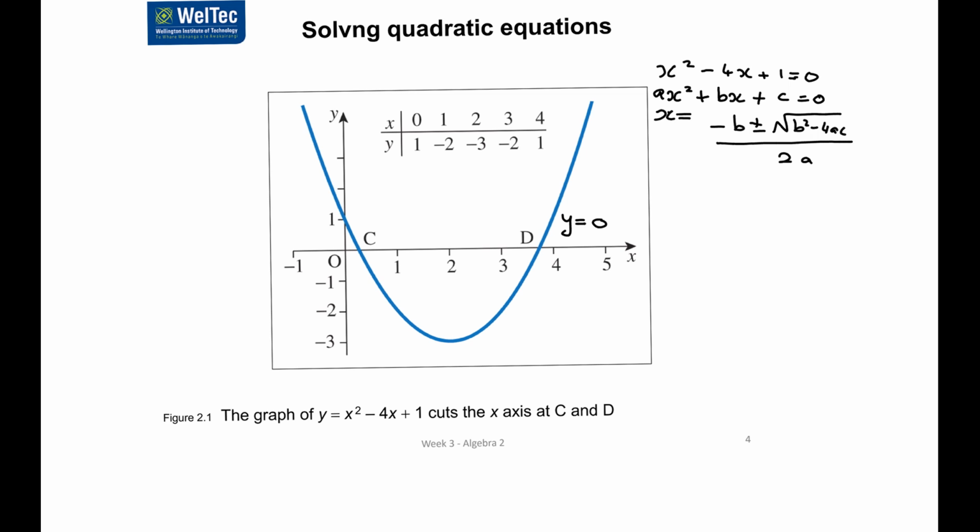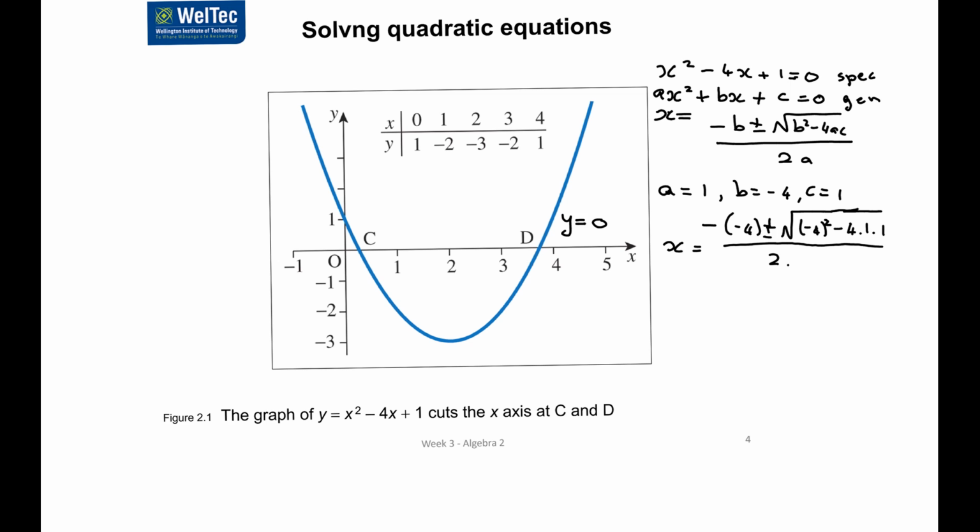So comparing the general formula with our specific one that we want to work with here, I always find it's a good idea to write out my a is equal to 1, b is equal to negative 4, and c is equal to 1. So now x is going to be equal to negative 4 plus or minus the square root of, now on your calculator make sure you do this, it's negative 4 squared minus 4 times 1 times 1, all over 2 times 1.